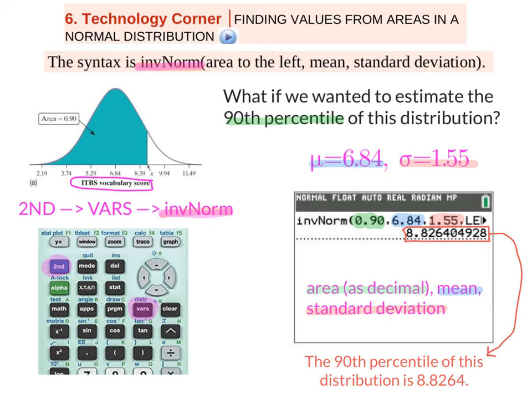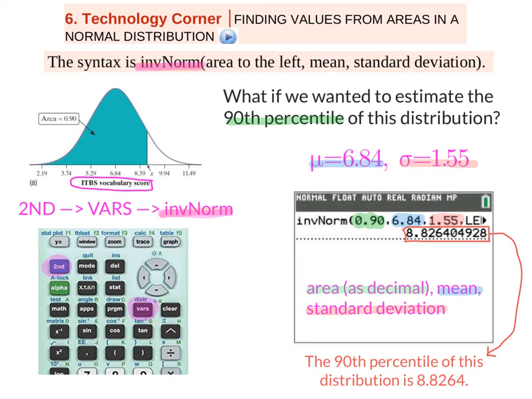And so again, different screen, not z-score, so this is the unstandardized. Same information, second vars invNorm. So again, 90th percentile, 0.90. And then our mean here, without the z-scores, is 6.84. Our standard deviation is 1.55. Again, you may not need that left. When you hit enter, you're going to get a different value because it's not in terms of a z-score. It's in terms of these numbers down here on your axis.